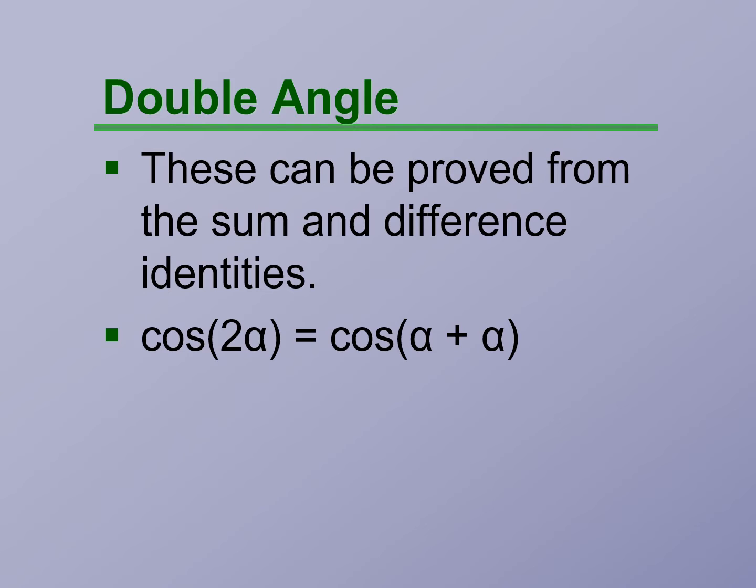So this is the double angle identity for cosine. It's saying cosine of 2 times a special angle, so 2 times alpha, is equal to cosine of that special angle plus the special angle. And then sine 2 theta, or sine of 2 times the special angle, is equal to sine of that special angle plus that special angle. And then, of course, this right here, cosine alpha plus alpha and sine alpha plus alpha, you can use the sum identities to take that further.